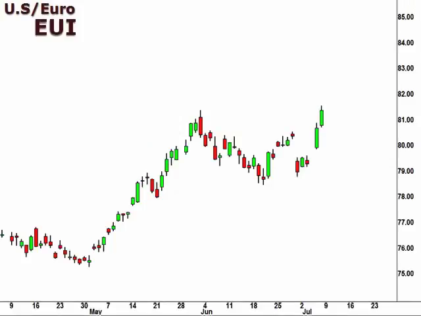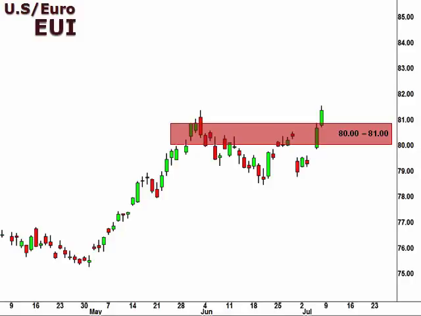Let's take a look at the EUI, the US dollar versus the euro. Well, the EUI broke higher last week, suggesting a continuation higher. 80.81 becomes a key support, with 82.83 as the next upside target.